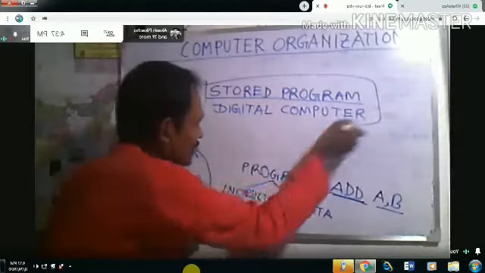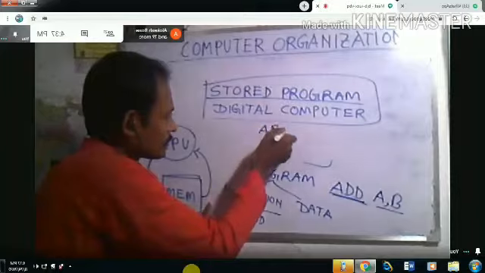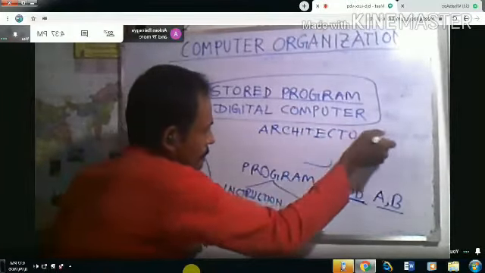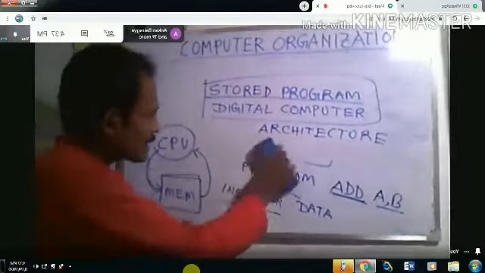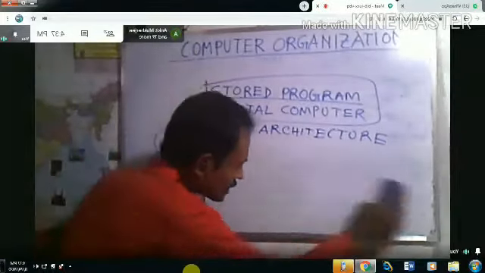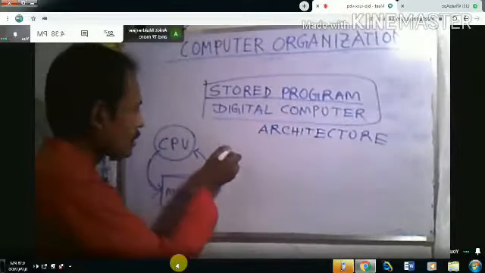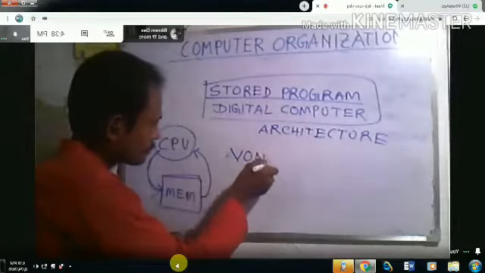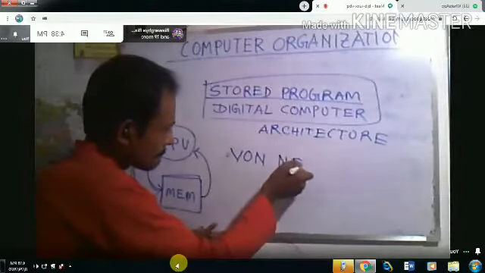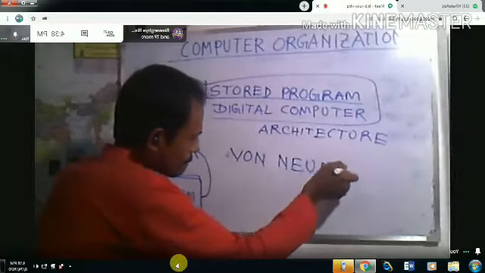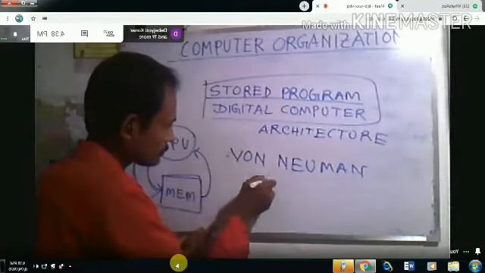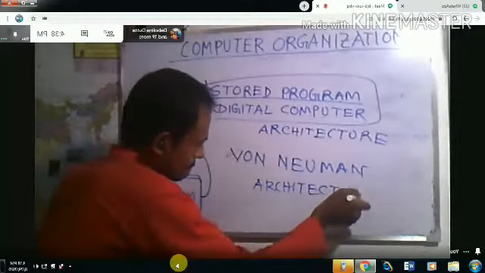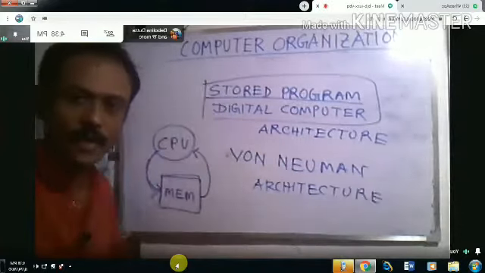This is an architecture of one type of computer. The name of this architecture is the von Neumann architecture.